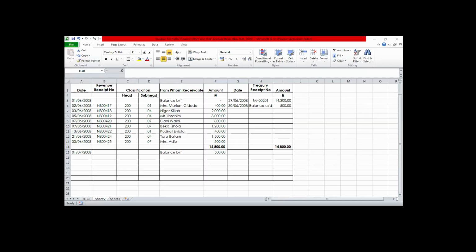Now, if there is no question, we can now move to the B part of the next question which we are looking at, which is the petty cash book. They said we should prepare the petty cash book. We have all what it takes. Now, let's go to the next step.